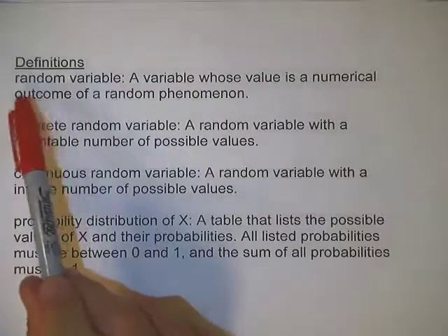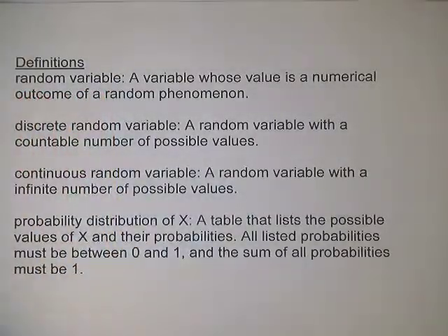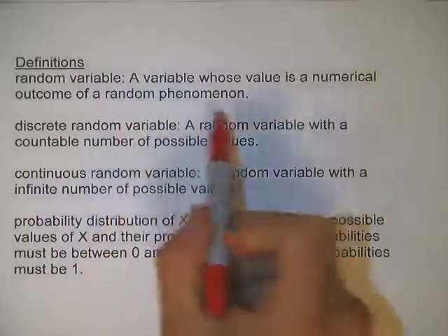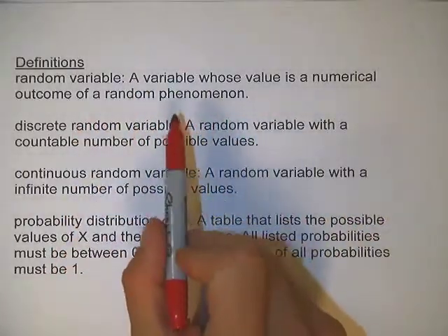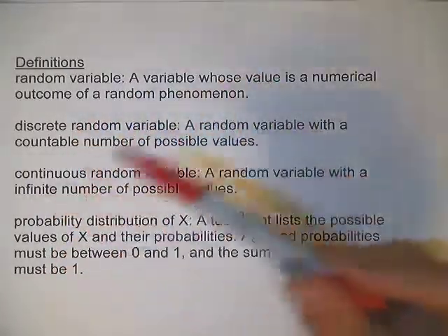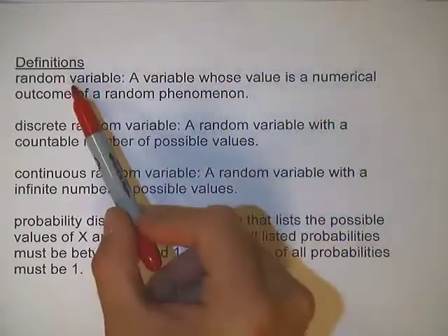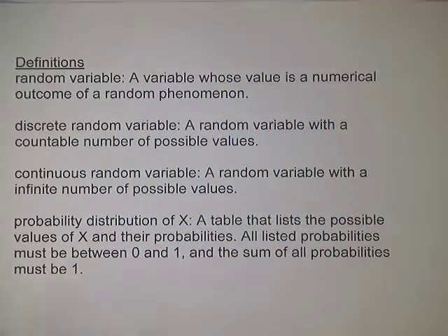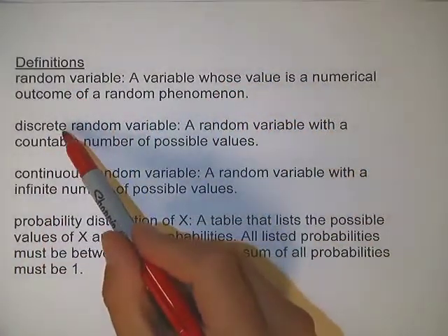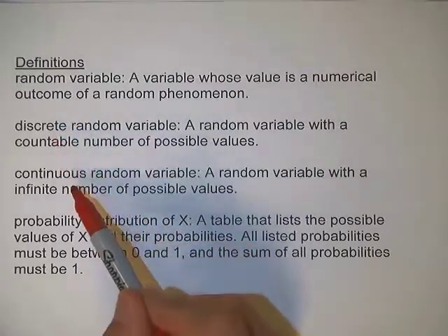Alright, so let's start with what's called a random variable. A random variable is simply a variable whose value is a numerical outcome of a random phenomenon. Generally, if we have some sort of chance experiment where what we're measuring is a numerical outcome, we call that a random variable. Now we want to make the distinction between a discrete versus a continuous random variable.